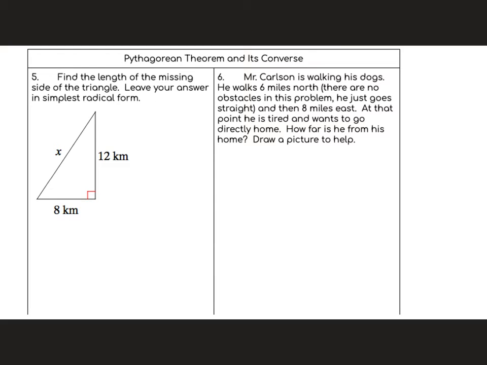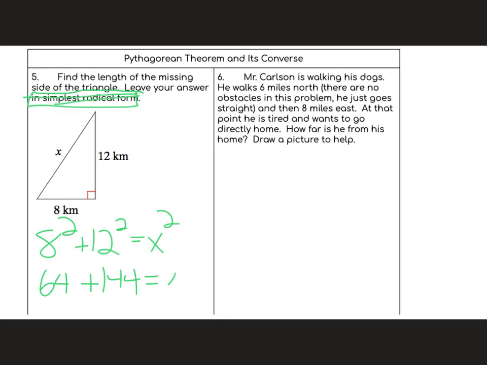Ooh, Pythagorean theorem. Find the length of the missing side. Leave your answer in simplest radical form. I'm going to get rid of that from the answers. I will show you what simplest radical form is, but we are not assessing that. So 8 squared is, I almost said 16, but it's 64. 12 squared is 144. So we've got 8 squared, which is 64, and 144. That's 208. So then x is going to be the square root of 208.